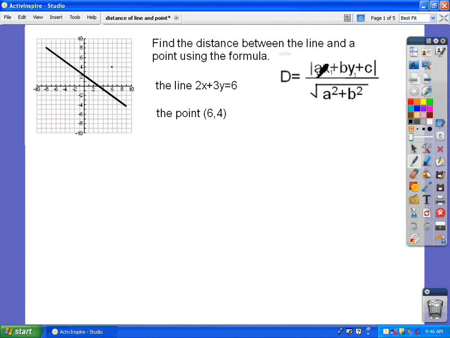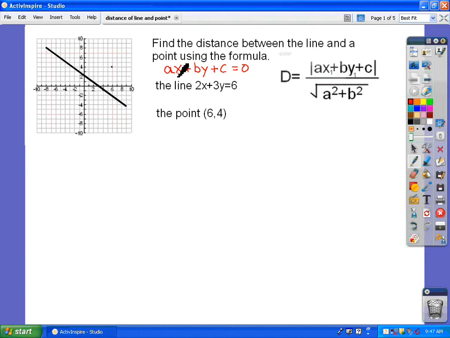So here's the idea. I need to have a value of A, I need an X1, I need a B and a Y1, and I need a C. Now here's A and B repeated again. The A, the B, and the C are all coming from standard form of our equation for a line. And this is what standard form looks like. Standard form is going to be AX plus BY plus C equals 0.